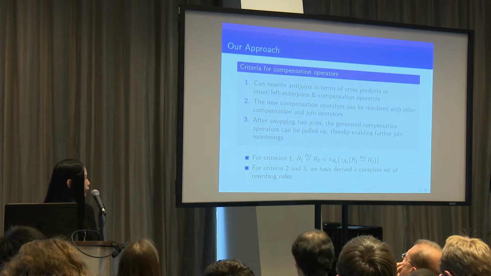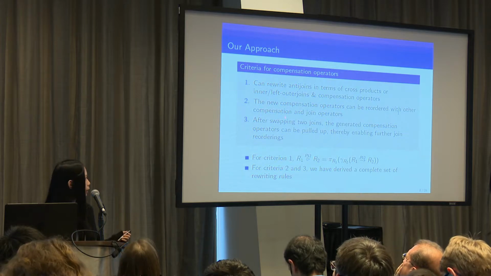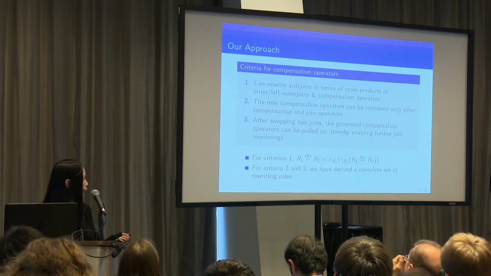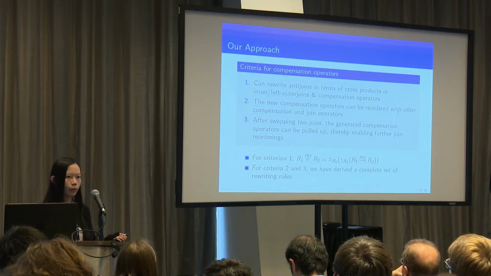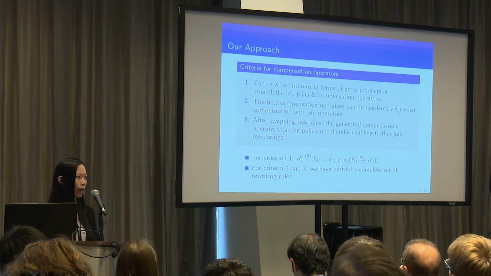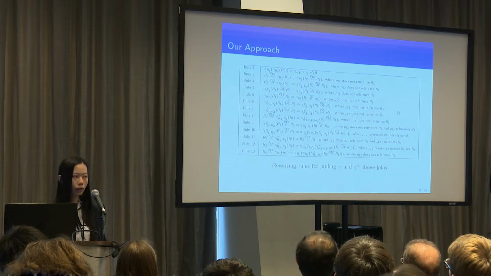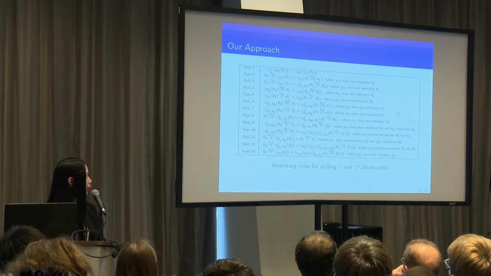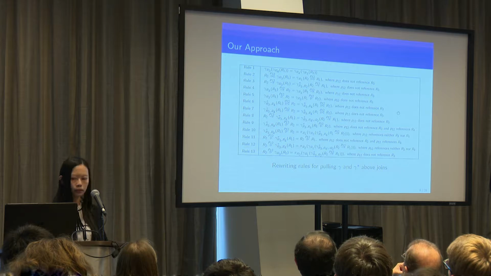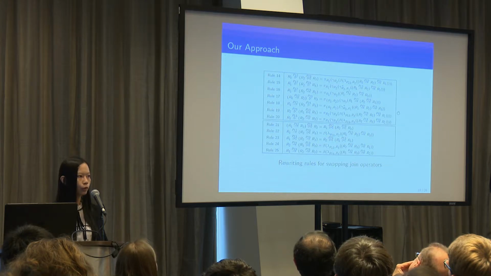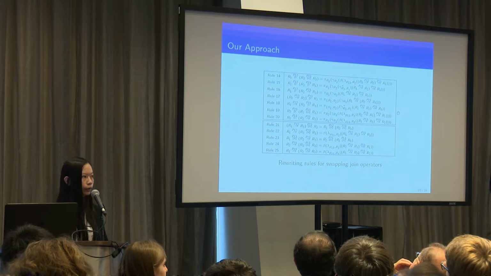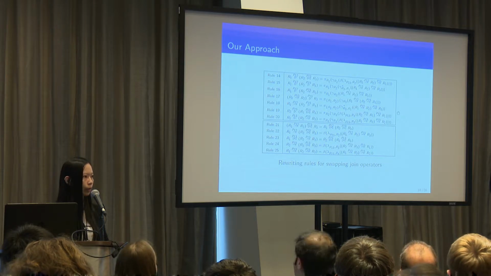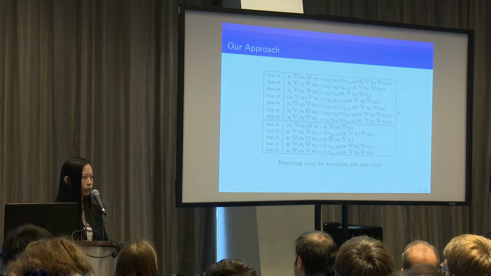With these two new compensation operators, first I could handle anti-join by rewriting to left outer join followed by gamma. Then for 2 and 3, we have derived a complete set of rewriting rules. These are the rewriting rules for pulling gamma and gamma star above join operators. These are the rules for swapping any two join operators. With these rewriting rules, we achieve complete join reorderability for anti-join, one-sided outer join, and inner join.